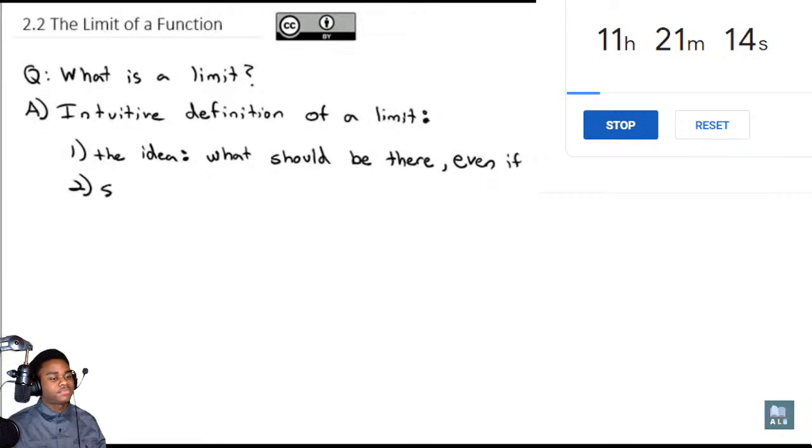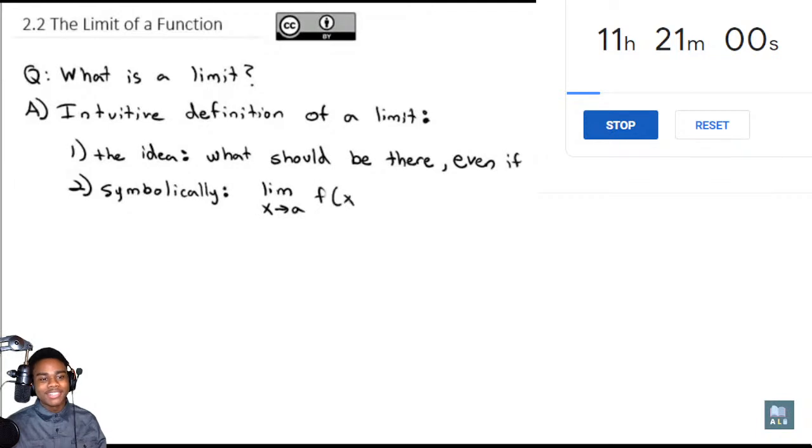And symbolically, how we'll represent that is we will say that the limit as x approaches some number a of f of x equals L for the limit.